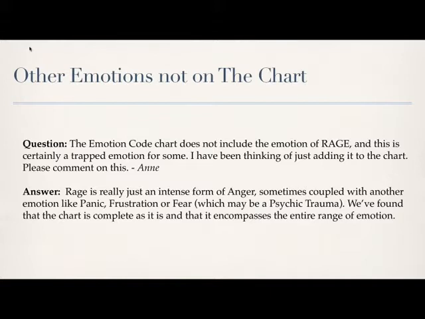Well, let me explain to you a little bit about the chart and how this works. First of all, rage is really just an intense form of anger, sometimes coupled with another emotion like panic, frustration, or fear, which may be a psychic trauma if you've got more than one emotion there. We found that the chart is complete as it is and that it encompasses the entire range of emotion. Now, let me explain this.